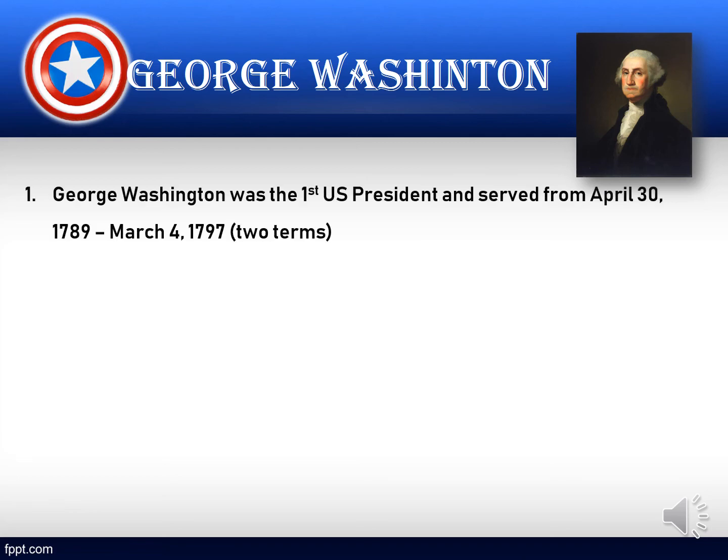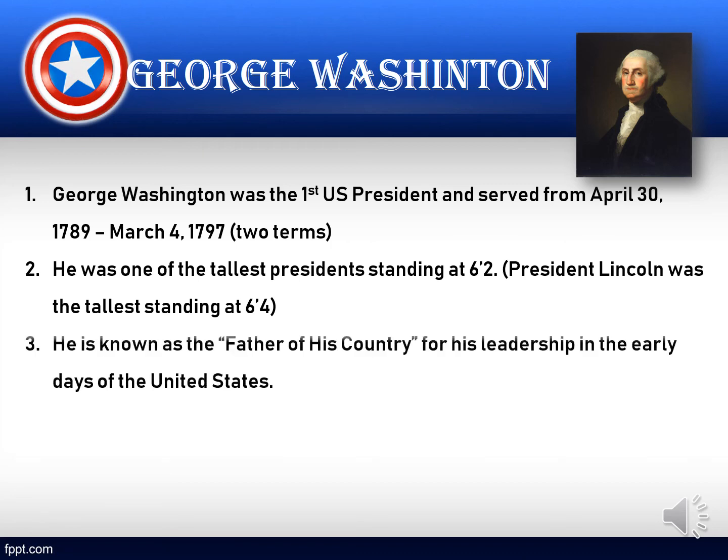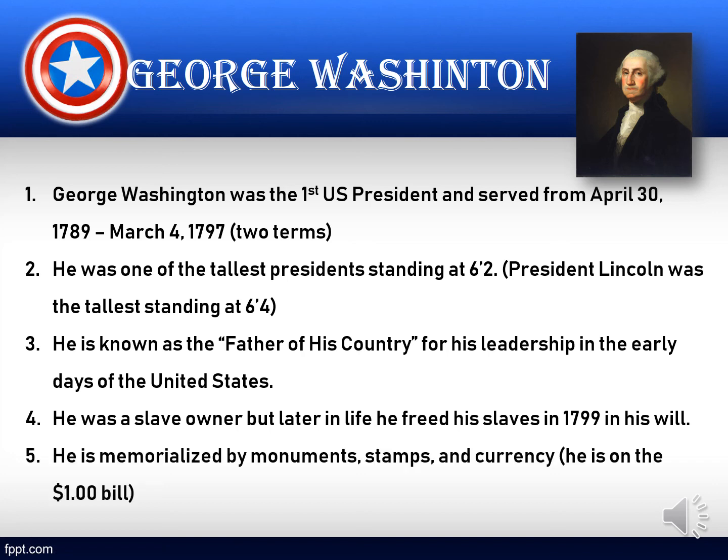George Washington. George Washington was the first U.S. president and served from April 30th, 1789 through March 4th, 1797. He served 2 terms. He was one of the tallest presidents, standing at 6'2". President Lincoln was the tallest, standing at 6'4". He is known as the father of his country for his leadership in the early days of the United States. He was a slave owner, but later in life he freed his slaves in 1799 in his will. He is memorialized by monuments, stamps, and currency. He is on the $1 bill.